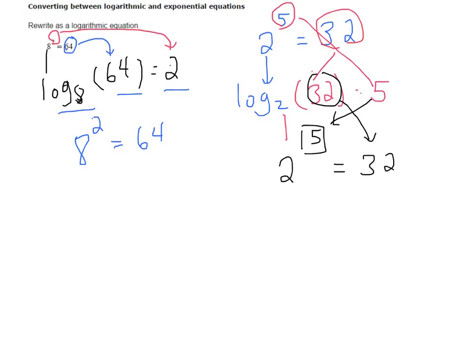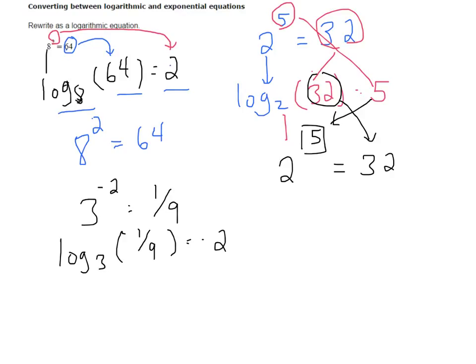And so this is also true for more complicated exponentials. So for example, 3 to the negative 2 power equals 1/9. We can rewrite that as log base 3 of 1/9 equals the exponent, which is negative 2.